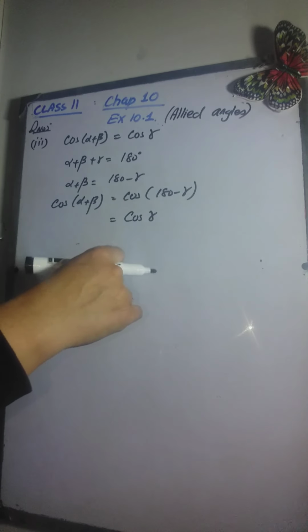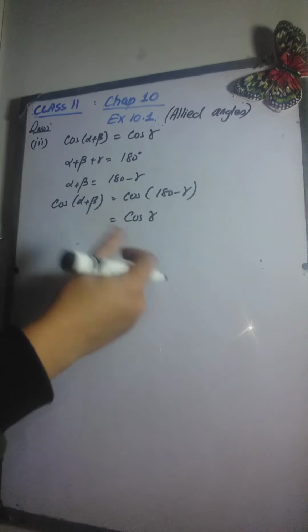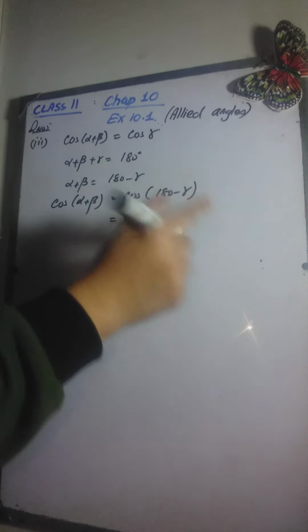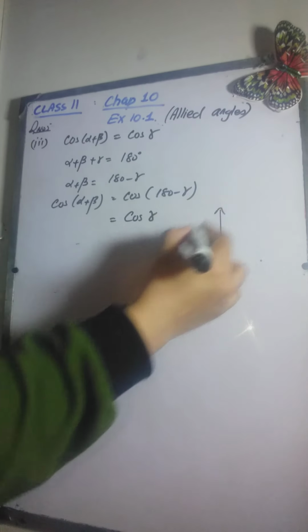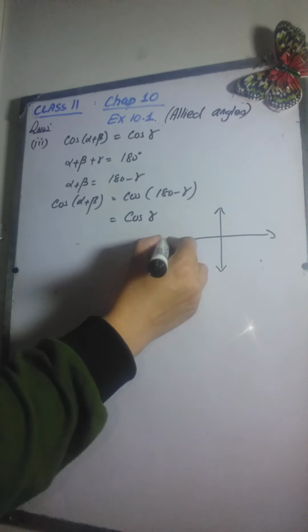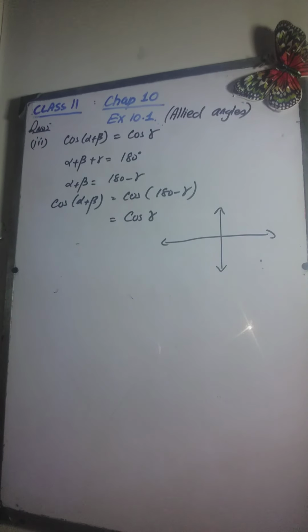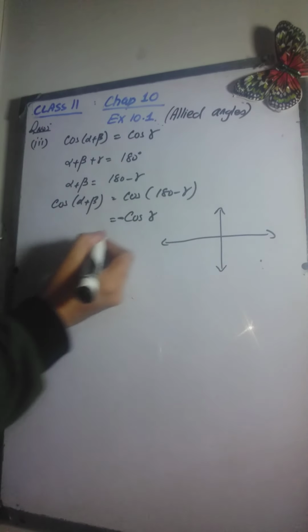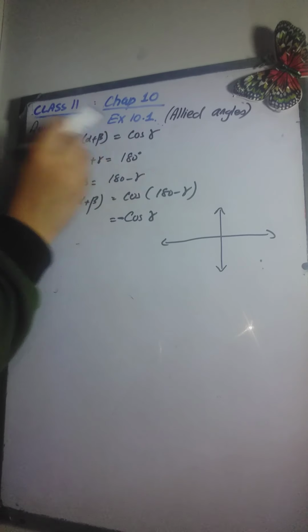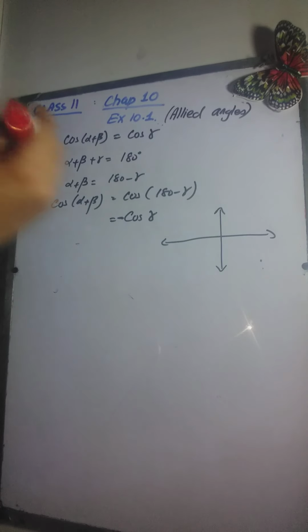180 minus gamma means the angle is in the second quadrant, so this is equal to negative cos of gamma. Now there should have been a negative sign over here. So do the correction in your book.